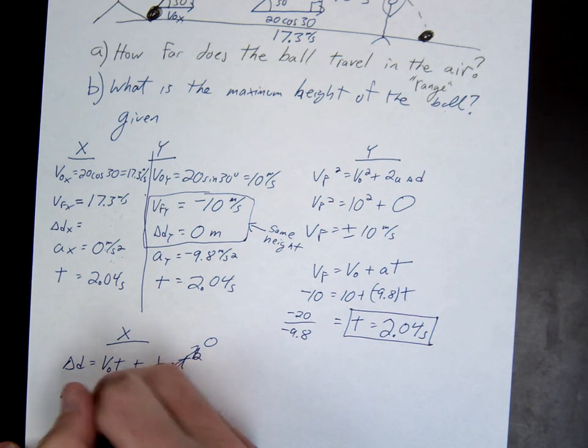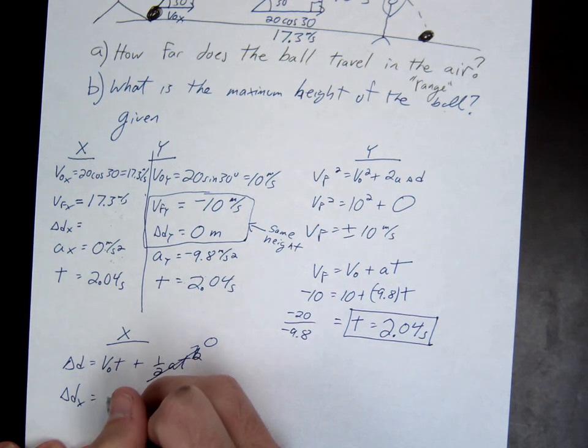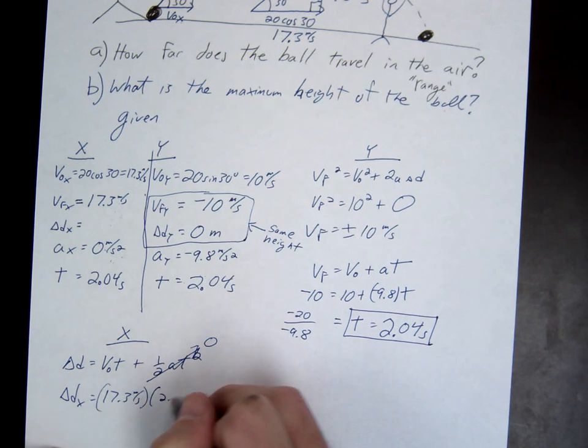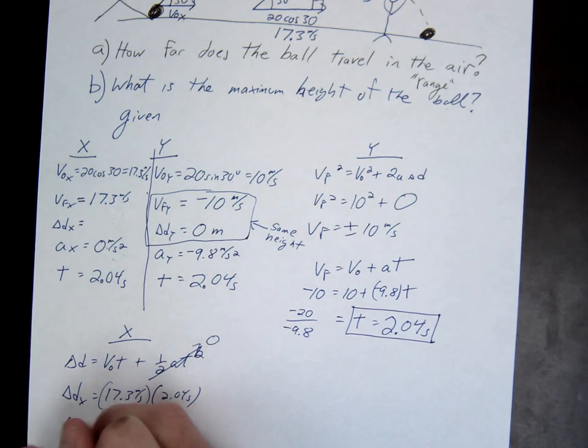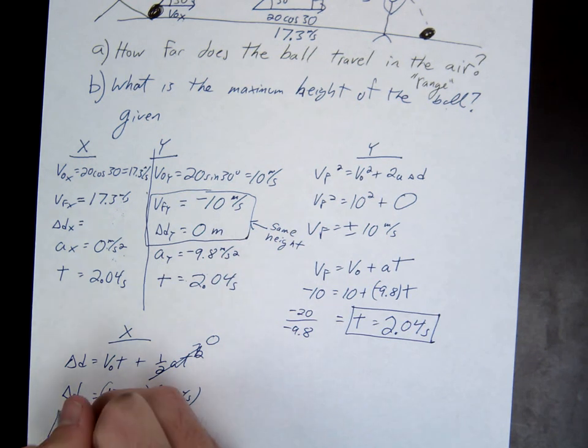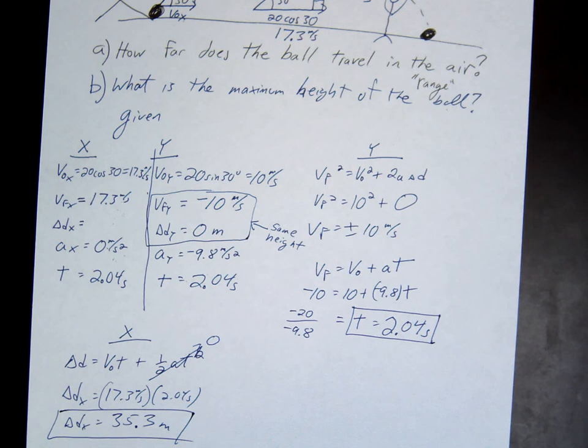Okay, let's do it. Delta d equals V initial, which is 17.3, times 2.04. So it looks like it's about 35. Okay, 35.3. Looks good. Okay, let's keep going. So that's found the range. Let's go ahead and find the height.